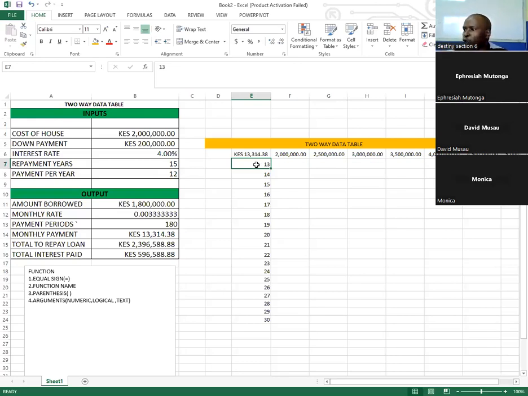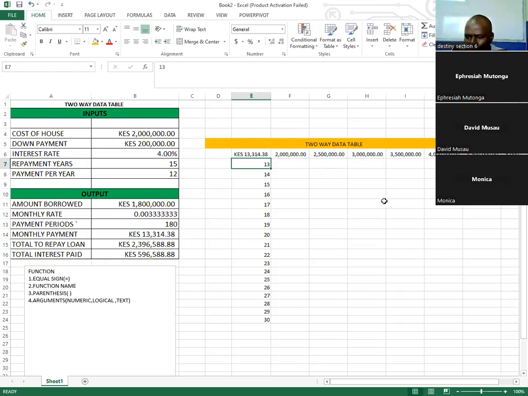So that is the question we want. That is a question we want to be solved with the two-way data table. And for this two-way data table, it is not only for our B.D.A class, it will also help you in the workplace.